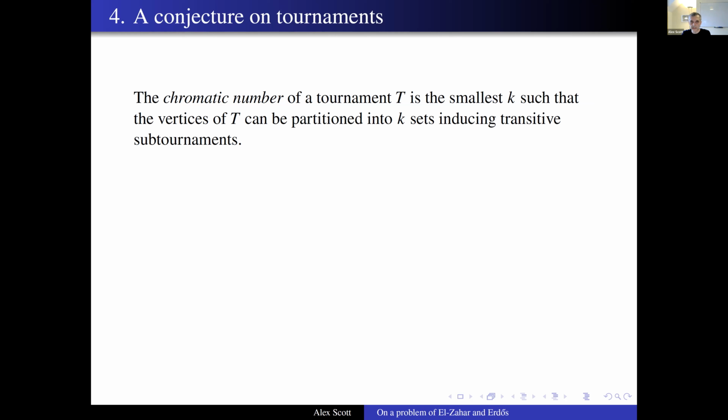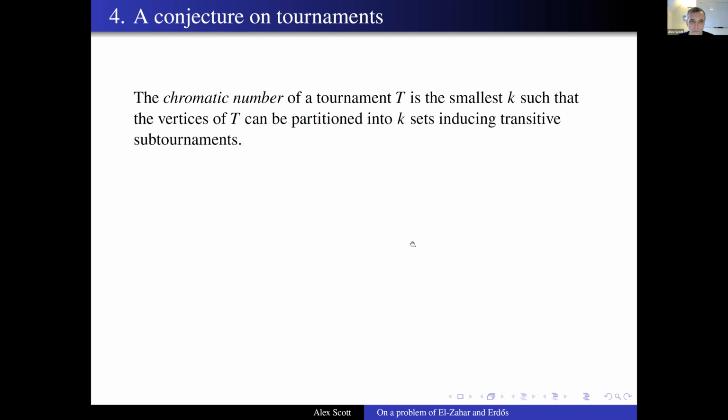So first of all, what is the chromatic number? Your notion of a color class, rather than, for graphs, a stable set, a good analogy for that is a transitive tournament. That's the nicest possible tournament in some sense. So the chromatic number of a tournament is the smallest k so that you can cut up the tournament into k pieces, each of which is a transitive subtournament.